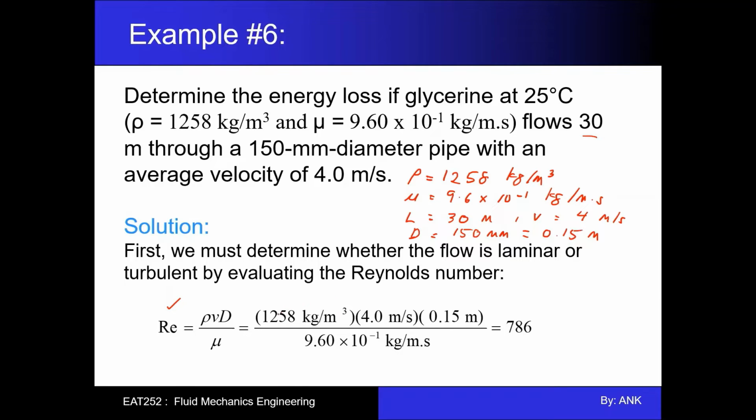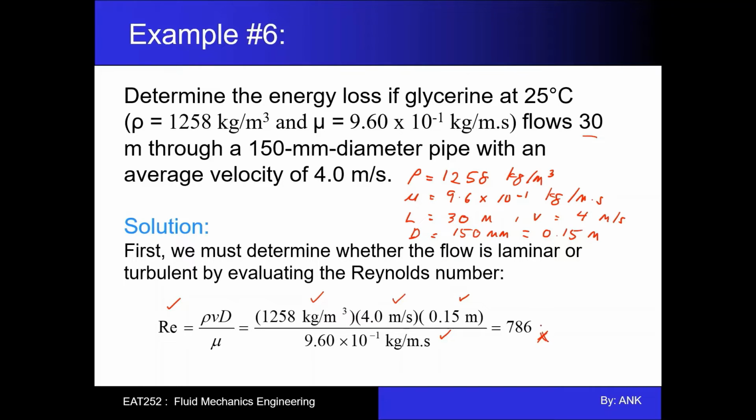So the density is 1258 kilogram per meter cube, times the velocity of flow in the pipe, which is 4 meter per second, and then times the diameter of pipe, which is 0.15 meter, and divide by dynamic viscosity 9.6 times 10 negative 1 kilogram per meter second. So when we calculate the Reynolds number, we get the value is 786.